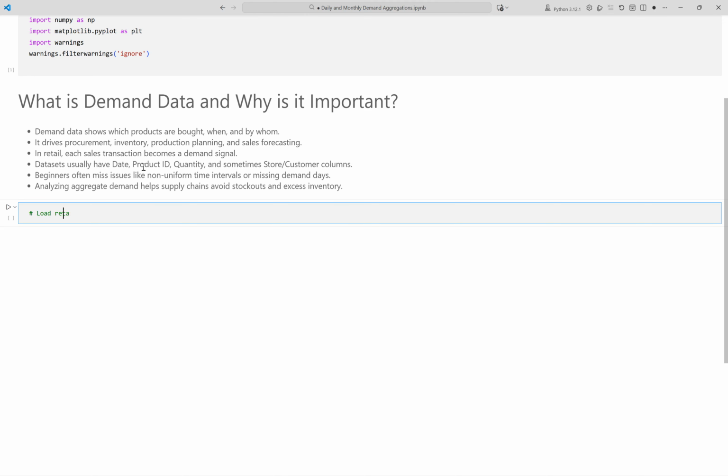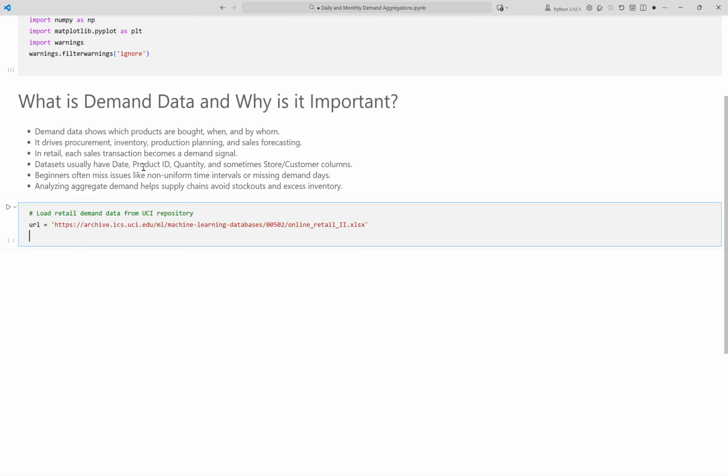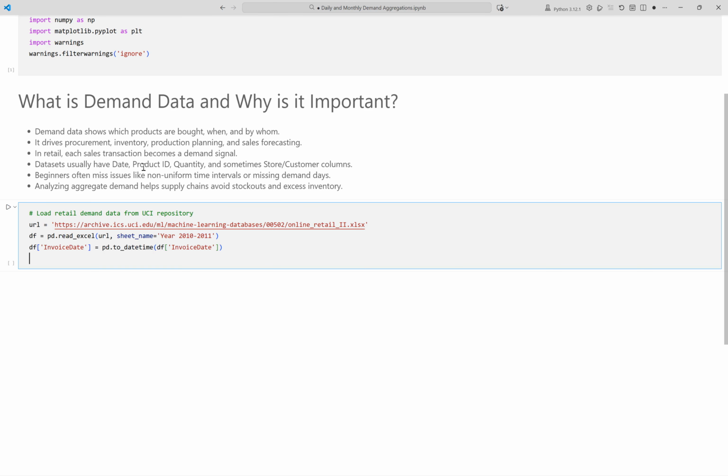We load a retail demand dataset directly from the UCI machine learning repository. We provide the URL to the Excel file and select the relevant sheet. We read the sales transactions data into a pandas data frame. We convert the invoice date column so that we can work with time-based demand. We print the number of rows and columns to check dataset size. We print the first few transactions to preview what demand data looks like.